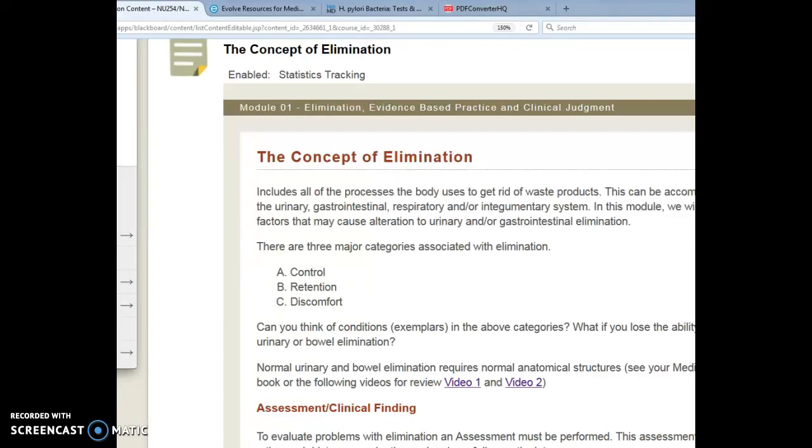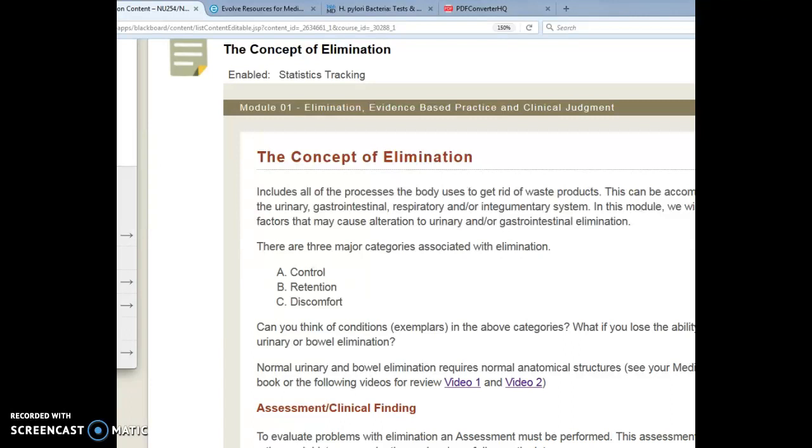Thinking about some exemplars or conditions that have to do with elimination. At this time, I just want you to go ahead and take a minute or so and think about conditions that you have been made aware of, maybe patients you've taken care of, and then we'll come back and I'll give you a little bit of my exemplars that I think will be nice and fitting into this.